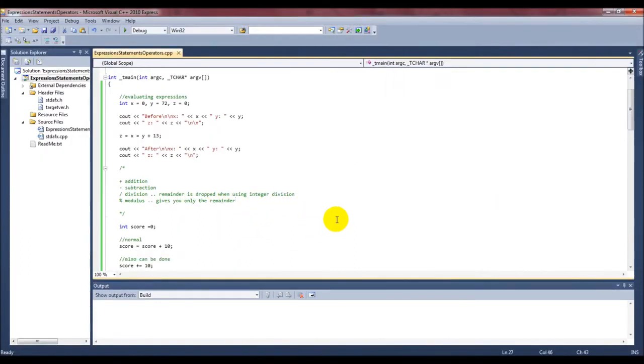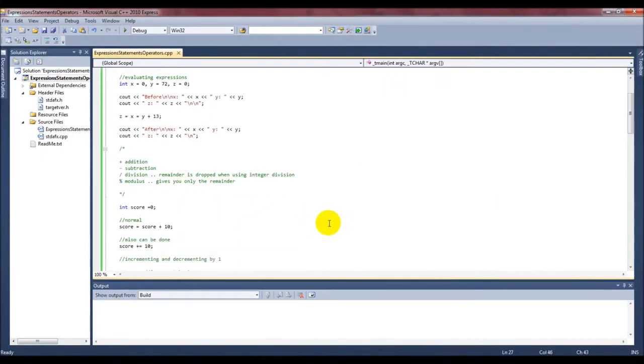Okay, so in addition, we have a plus sign for addition, a minus sign for subtraction, and a divider sign for division, like you normally would do in math. But in C++, the remainder is dropped when using integer division. It will not give you the remainder or a decimal point, because these are two integers, and once you divide two integers, the remainder is dropped. So you have to remember that when you're doing integer division in C++.